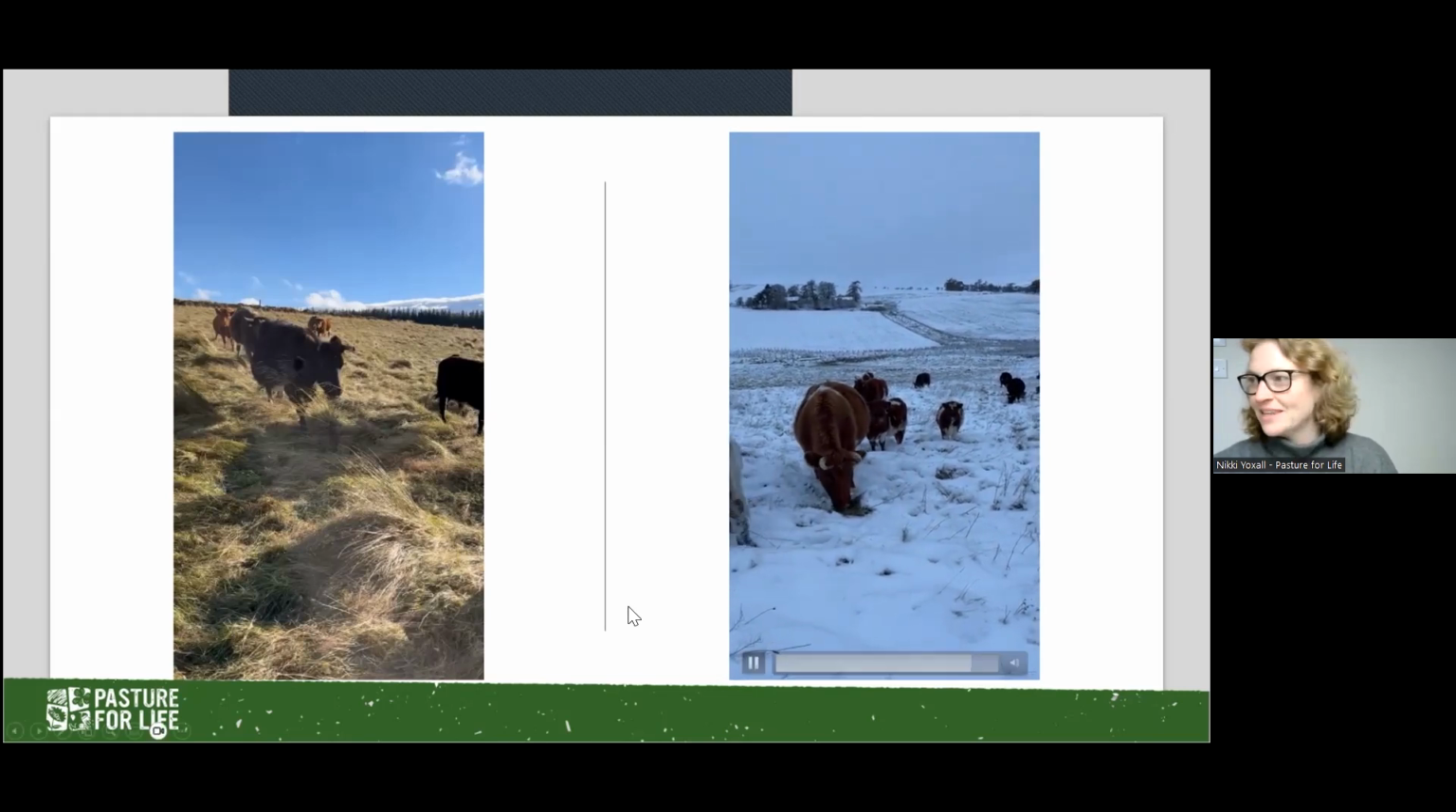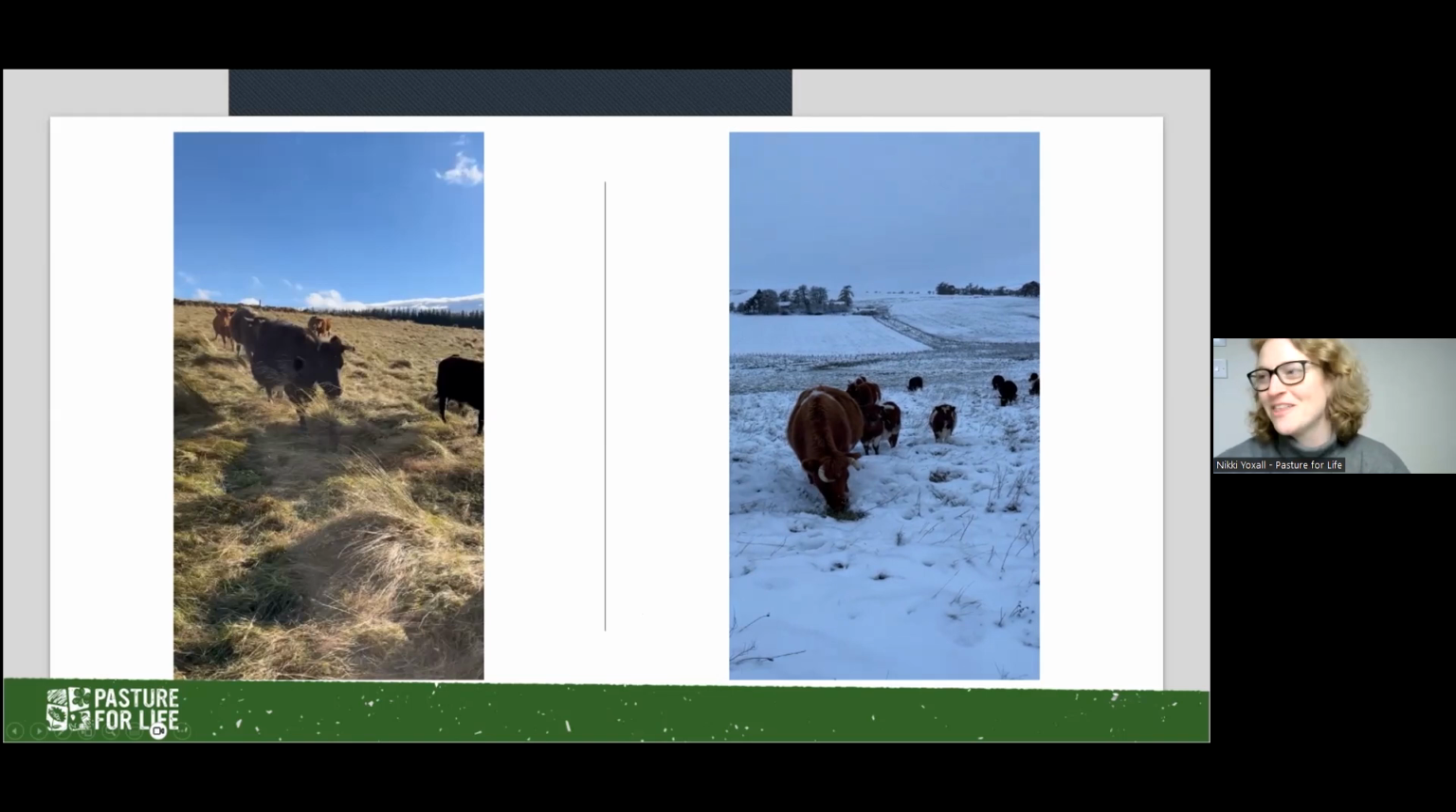And an older cow coming in there and telling them to get out of the way so that she can make the most of that grass.